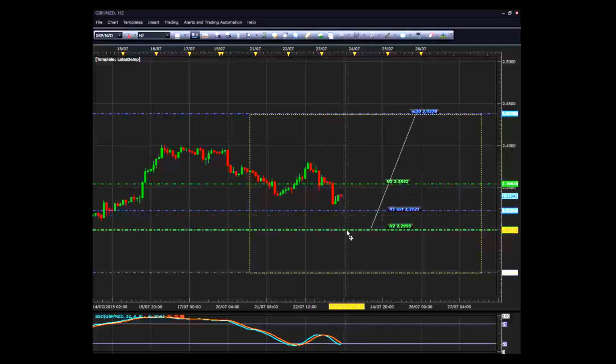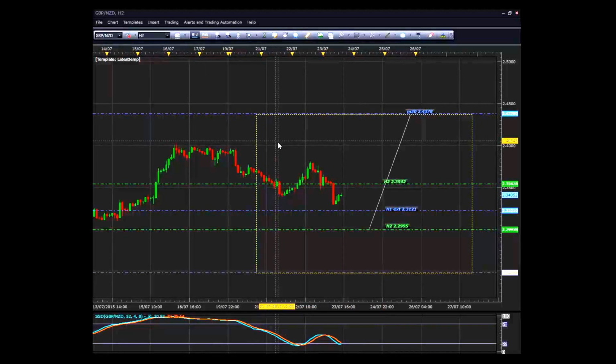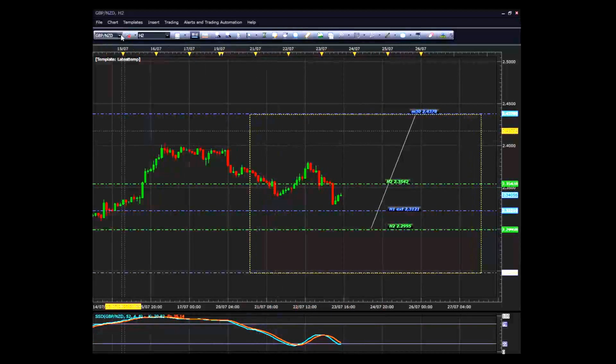Now I'm waiting for this entry to be touched. That's at 2.2995. I'll take a long here with a stop at 224.84 and a TP at 243.62. That's it. I think we've covered most of the majors there.